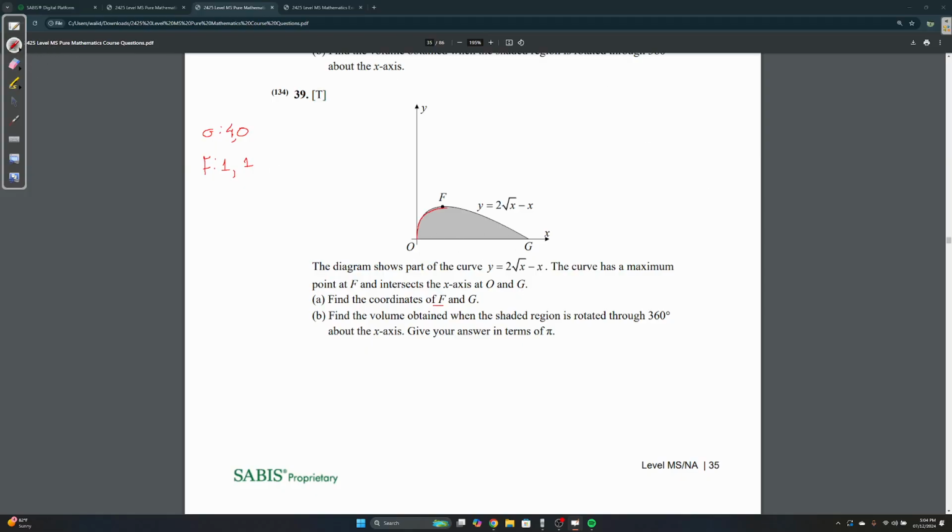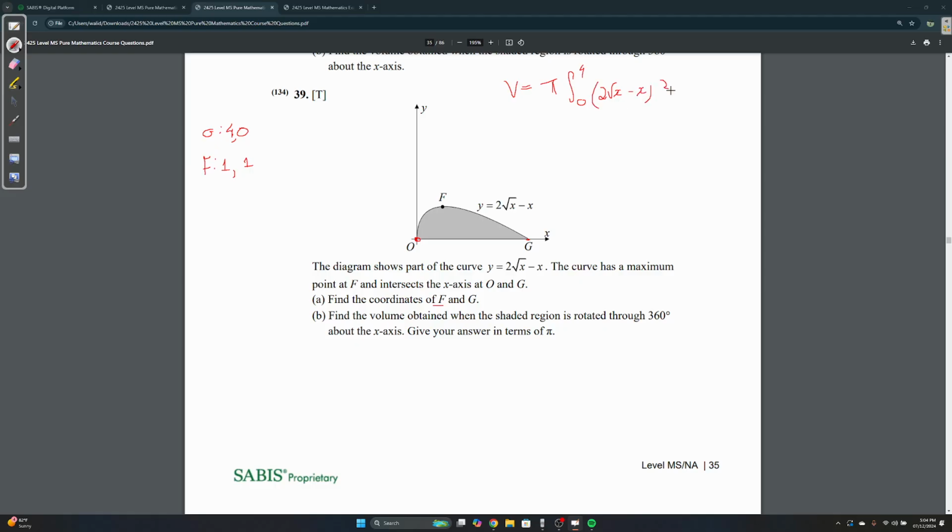We have one curve and the x-axis. There's no second curve. You want to find volume. Easiest one: volume is equal to pi integral. Our bounds are from 0 until g, which we found as 4. From 0 till 4 of the function squared. So 2 root x minus x squared.